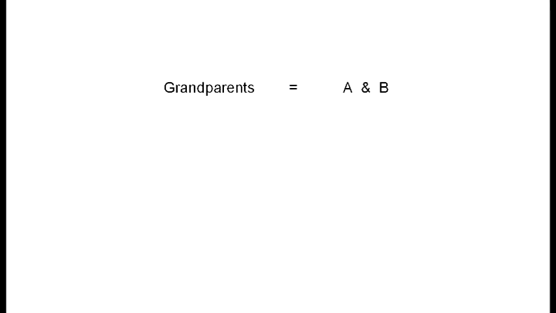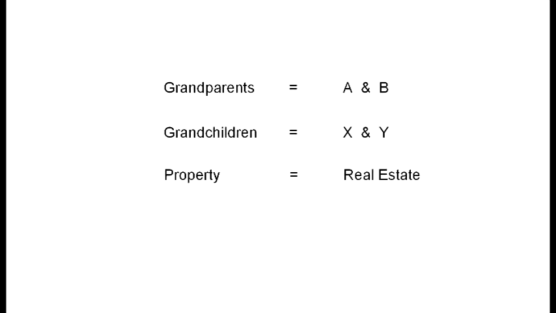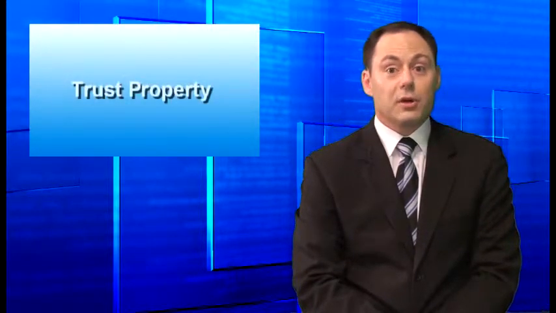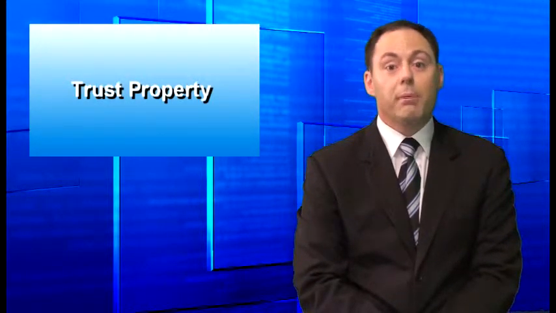We have two grandparents, A and B, who intend to transfer property to their grandchildren, X and Y. The property is some real estate. The problem is that the grandchildren are only young and are both under 10 years old. So rather than transfer the real estate directly into the children's names, the grandparents A and B decide to set up a family trust.